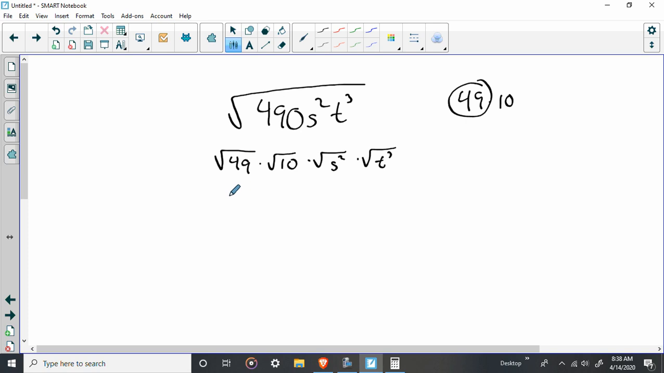Square root of 49 is 7. Square root of 10 is just going to be radical 10. Square root of s squared is going to be s, and t to the third, 3 divided by 2 is going to be 1 with the remainder of 1. So let's put together everything on the outside. I got a 7, an s, and a t. And everything that's underneath the radical, a 10 and a t.